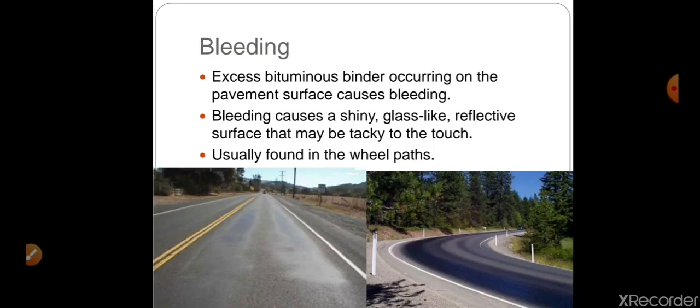Next is bleeding. Here, you can find these patches. We can call this bleeding. Excessive bitumen binder occurring on a pavement surface causes bleeding. Bleeding causes a shiny, glass-like reflective surface that makes it tacky to the touch, and it is usually found in the wheel path only.